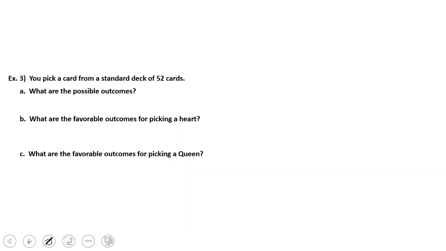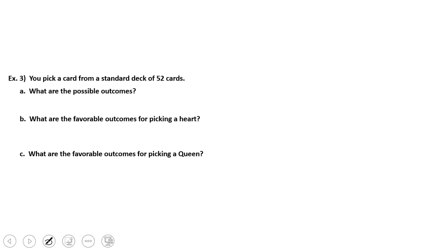And our last example for the day, before we go to our first quick write, says you pick a card from a standard deck of 52. What are the possible outcomes? Well, we're not going to list them all because that's 52 cards. I'm not going to write all 52 down. But if I were to give you this question on a test, you better write all 52 down.